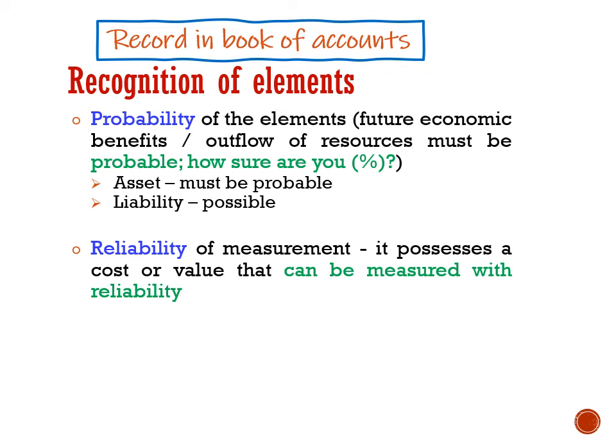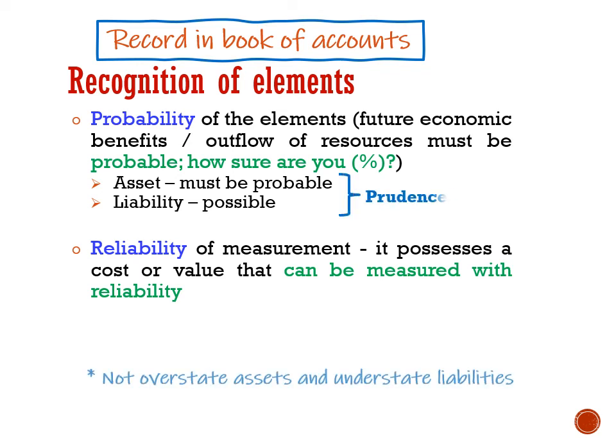And for liability, it must be at least possible, meaning at least 50% sure about the events and the related amount before we can recognize it. This is to fulfill a general principle of prudence, that is, not overstating the asset and understating the liability. The second condition is it must be reliably measured, meaning we know the amount of value and it is a reliable amount of value. So before we record an item related to any elements of the financial statements, that item must fulfill these 2 general conditions first.